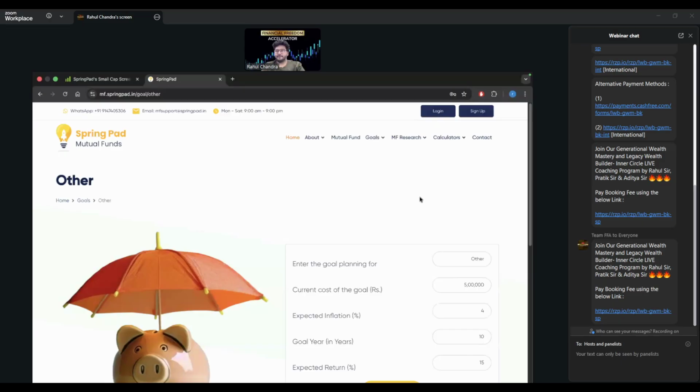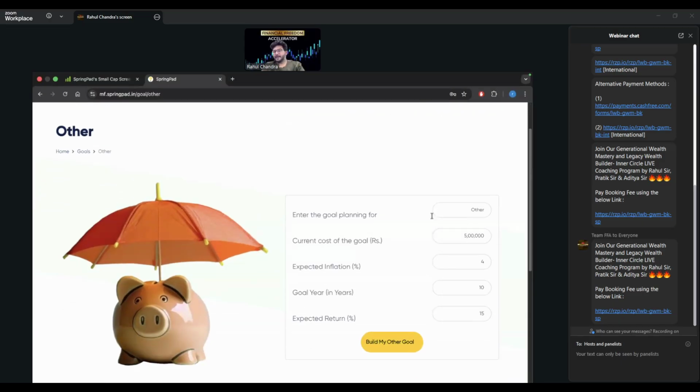Let's say you want to have a goal, right? It can be anything, let's say buying a house. And the current cost of that goal is, let's say, 5 crore rupees. Let's say you're building your retirement fund, and you think as of today, if you had 5 crore rupees, it would be enough for you to retire on. But there is inflation.